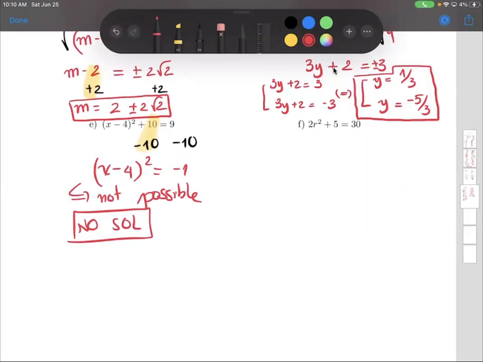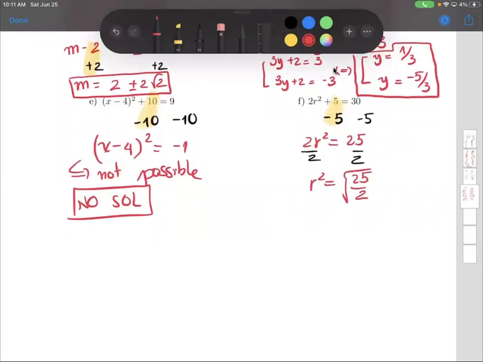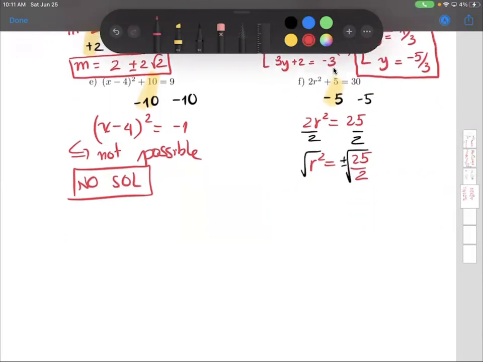F, subtract 5. Right, again, you always isolate the square term. So I have 2r squared equal 25. Divide both sides by 2. I got r squared equal 25 over 2. And now you take the square root. I got r equal plus minus.